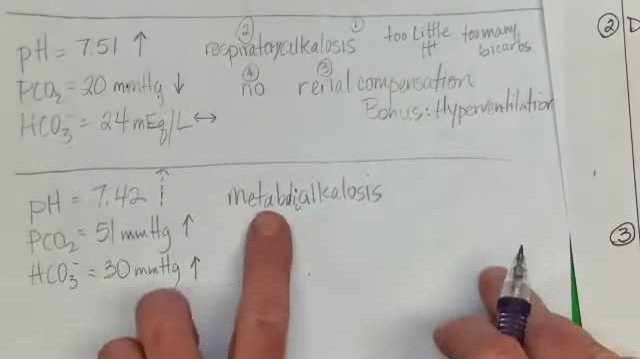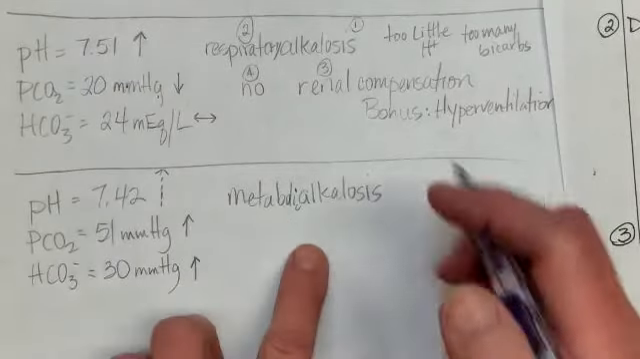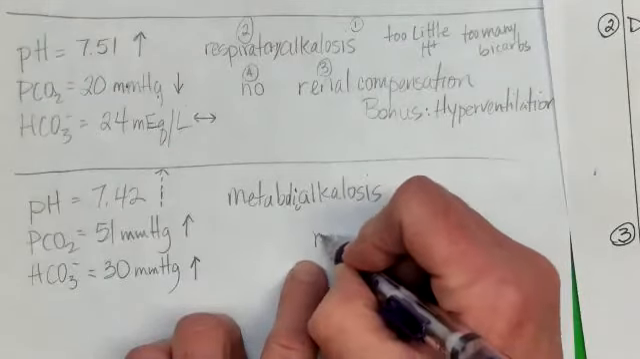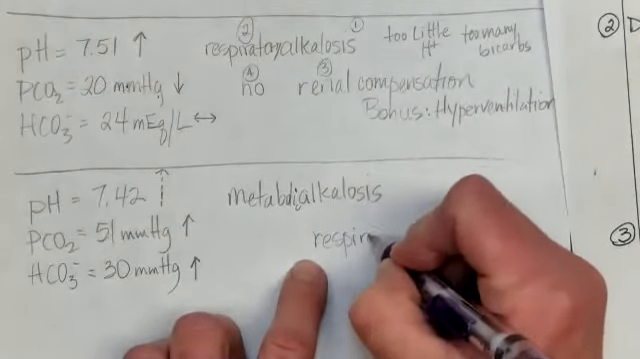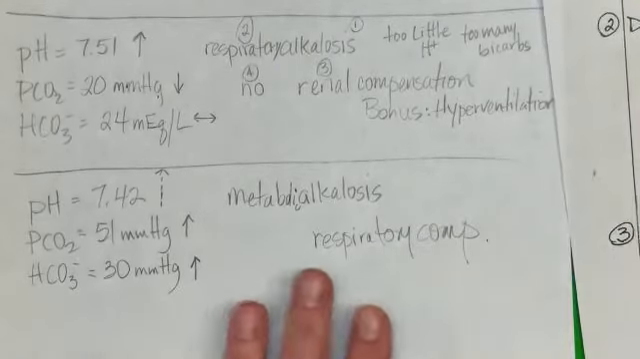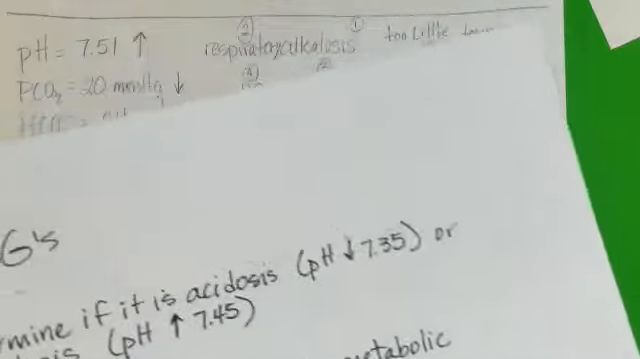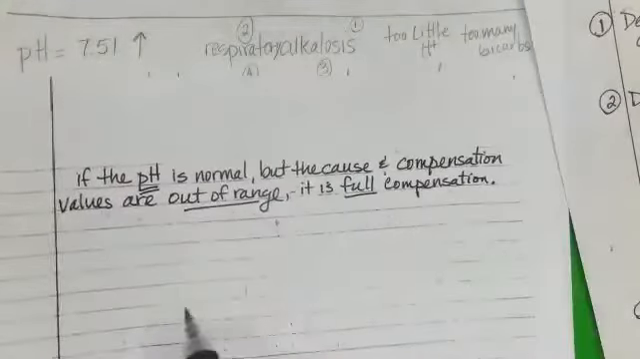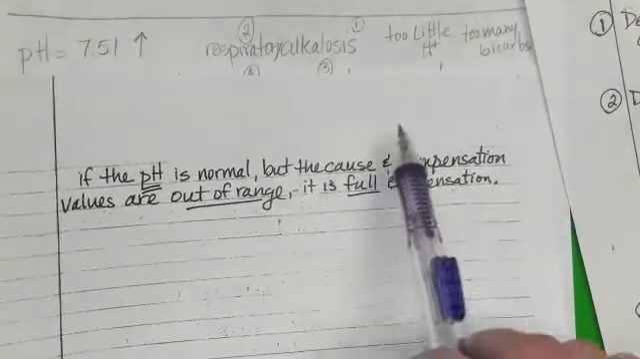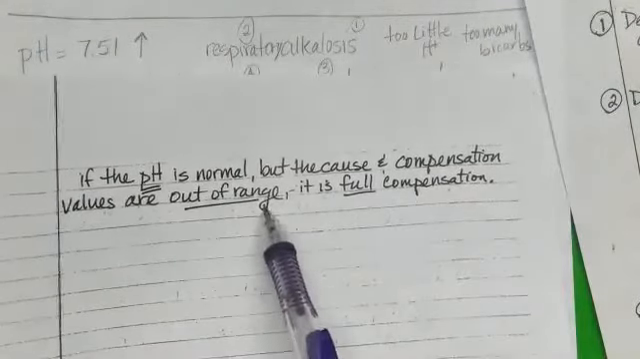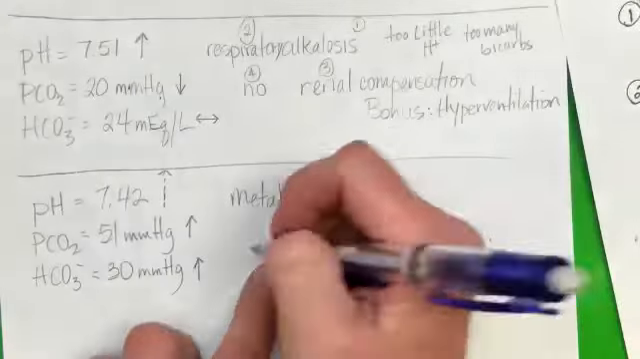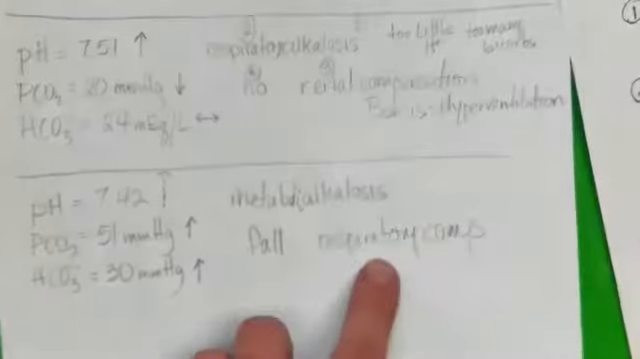Now, I'm in metabolic alkalosis. What is my compensation? If it's metabolic, my compensation is always respiratory. Perfect. But now, let's look at this page. Look at what it says. If the pH is normal, but the cause and the compensation values are out of range, it's full compensation. So now this is full respiratory compensation.